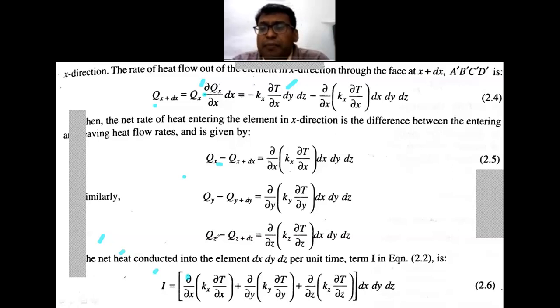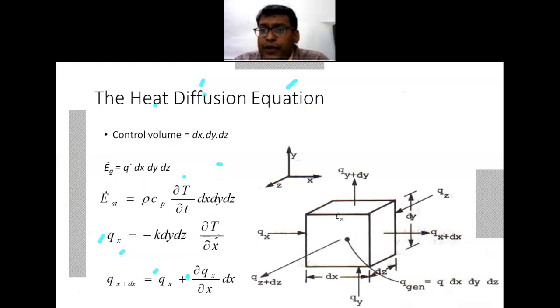And when I have to consider heat transfer in the z direction, then the area in terms of the x as well as the y direction, so dx into dy, is to be taken for the heat change, because this is the perpendicular area. The perpendicular area has to be taken. The area perpendicular to the direction in which heat transfer is happening has to be considered.